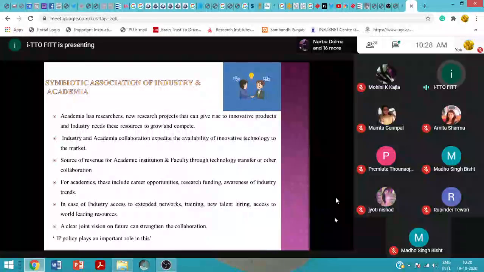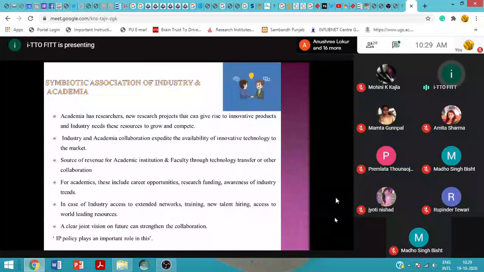So when both combine and the collaboration occurs, it expedites availability, meaning they will manufacture the technology and the product will be readily available to the market, which is good for the benefit of society as well. This collaboration is a new source of revenue for academic institutions and faculty through IP translation, technology transfer and other collaboration. For academia, these also include career opportunities, as industry can hire researchers to do further research from their side, as well as research funding and awareness of industry trends.